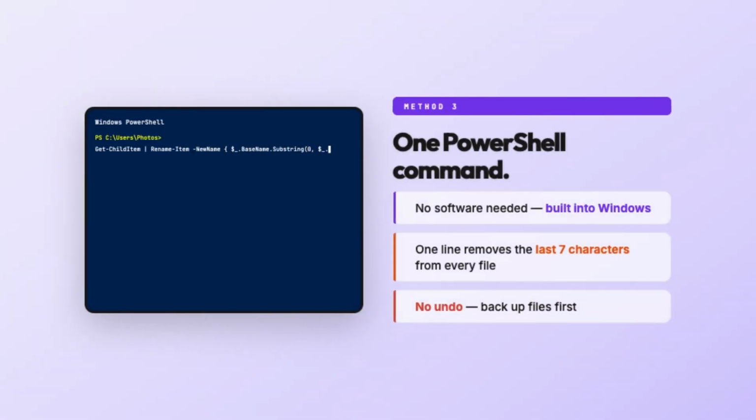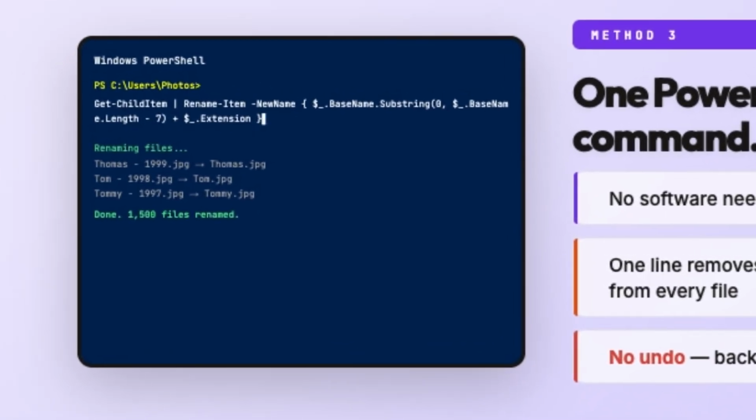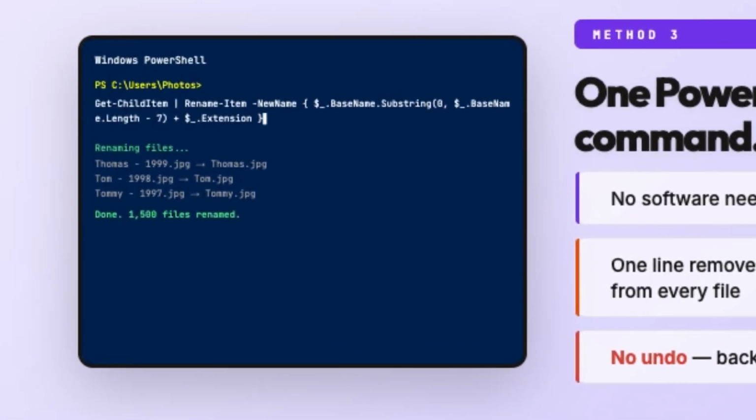And if you don't want to install anything at all, you can do it with one line in PowerShell. Open PowerShell in the folder with your files and type the command I've put on screen. This one removes the last 7 characters from every file name, which is perfect for stripping out dates. Just make sure you back up your files first because there's no undo.